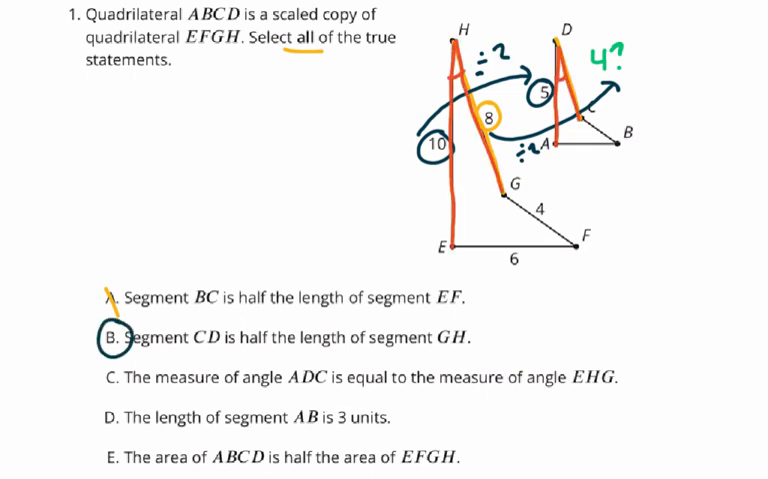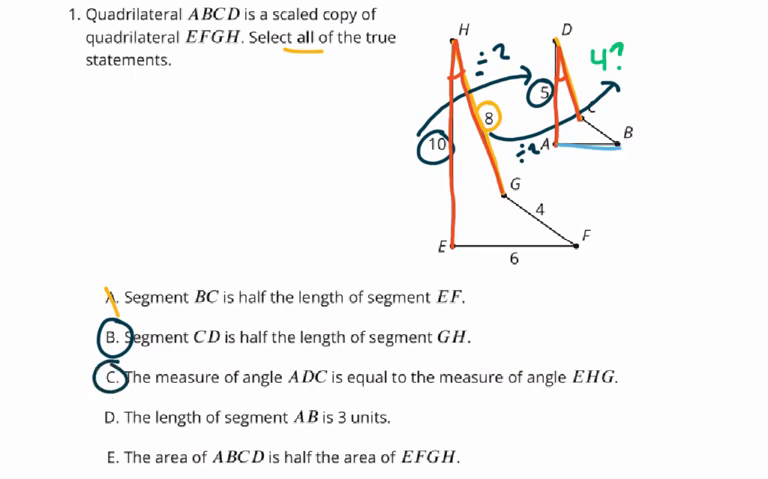C says the measure of angle ADC is equal to the measure of angle EHG. So I highlighted those in red, ADC, EHG. So first of all, they are corresponding angles. And one thing that we learned in this unit is that angles in scale drawings are always going to be congruent or equal. So C is also a correct answer.